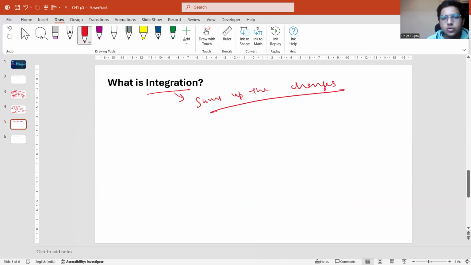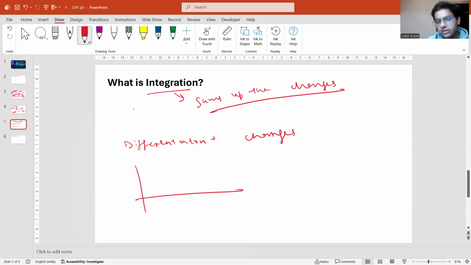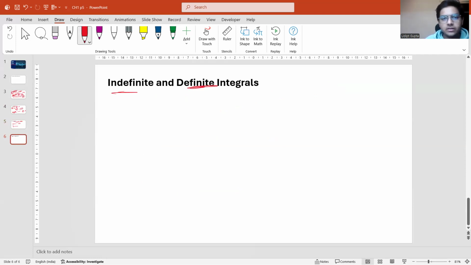So if differentiation tells you the changes in the variable, integration sums it up and tells you the total distance covered or the total change, and it also tells you about area under the curve. The best use of integration is area under the curve. It's found using definite integrals and indefinite integrals. There are these two things: indefinite integrals and definite integrals.